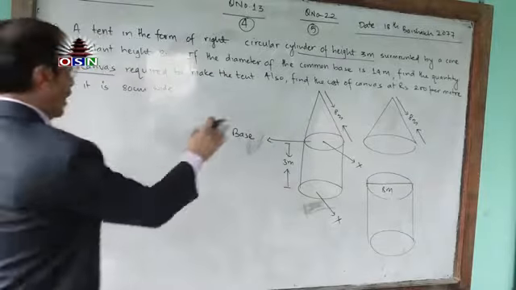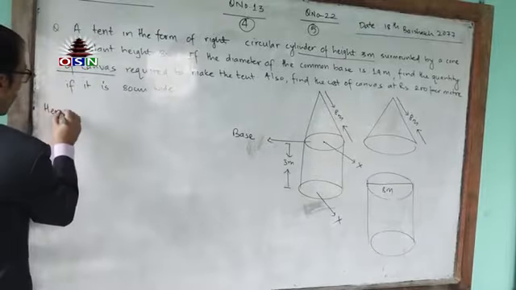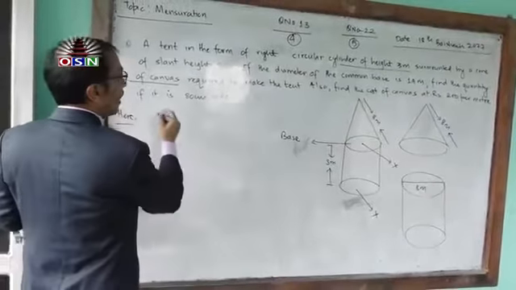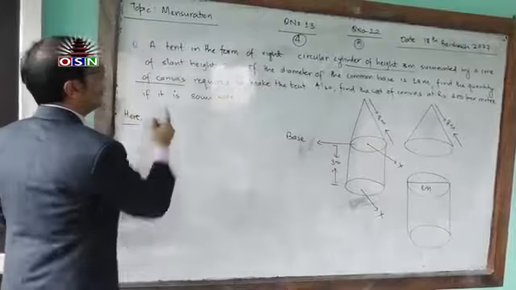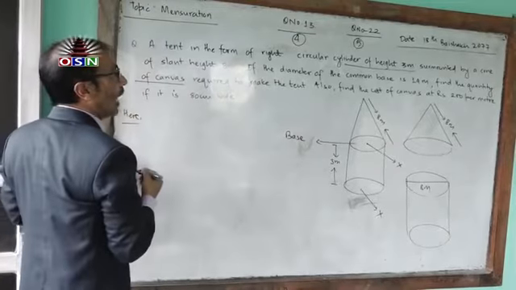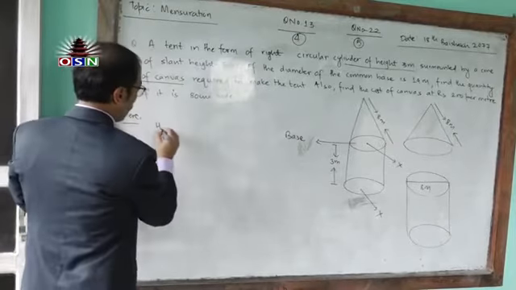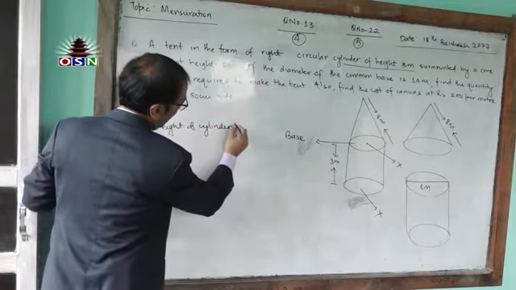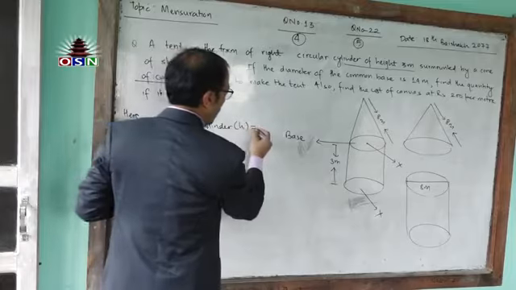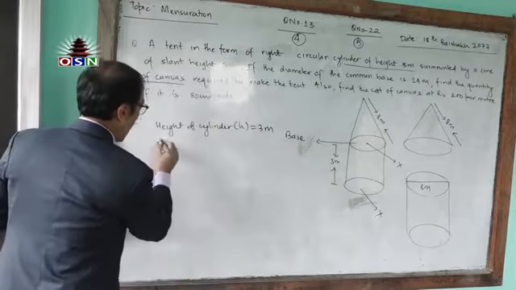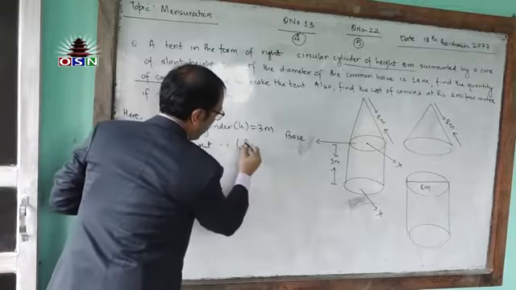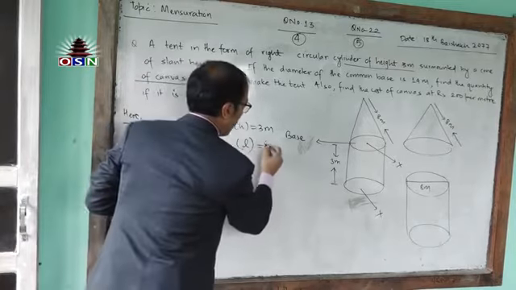Okay, so here first of all you need to write the given facts. According to the question, we have to write what is given. The height of the cylinder, denoted by h, is 3 meters, and the slant height of the cone, denoted by l, is 8 meters.